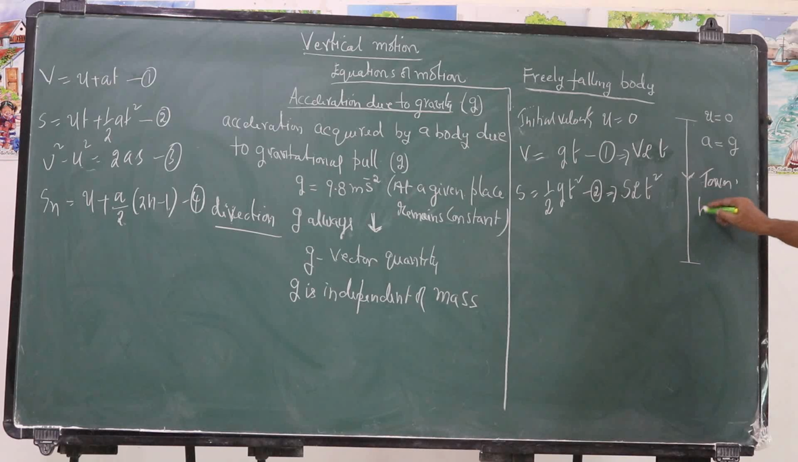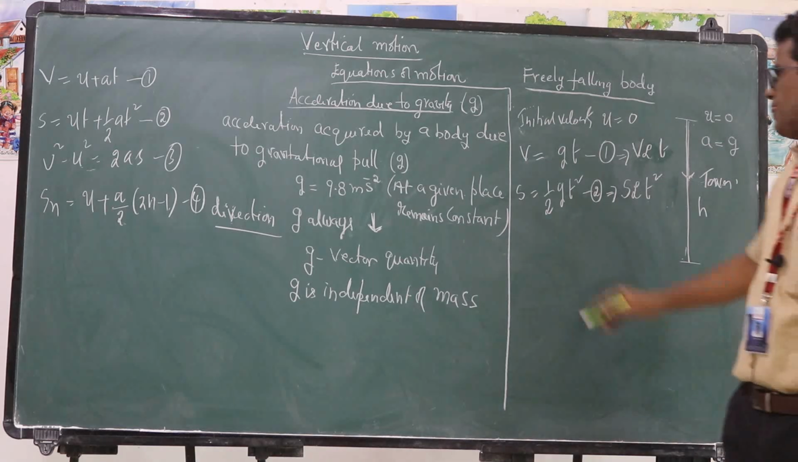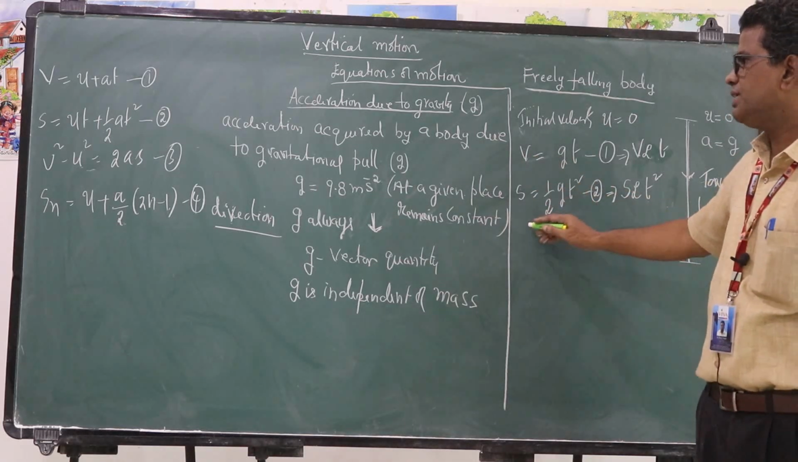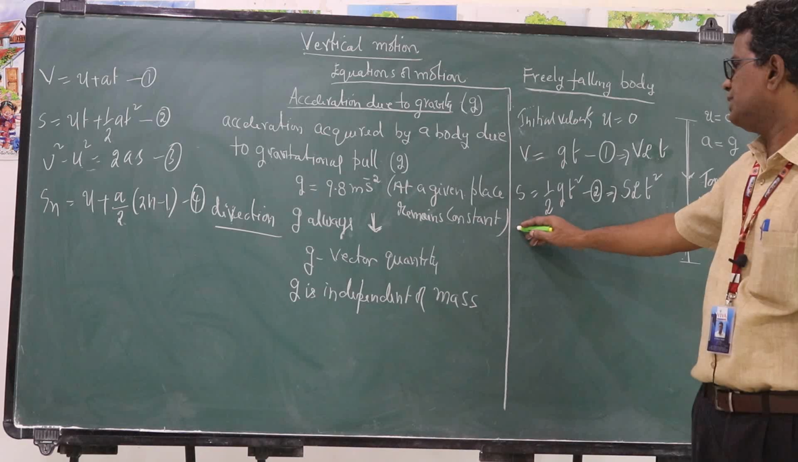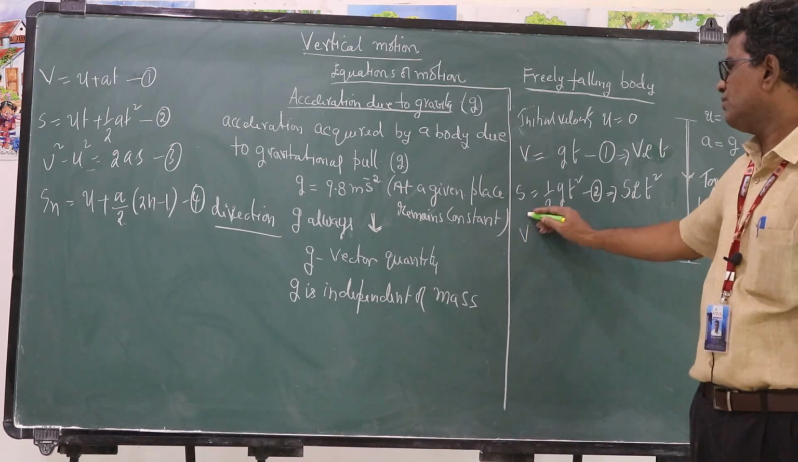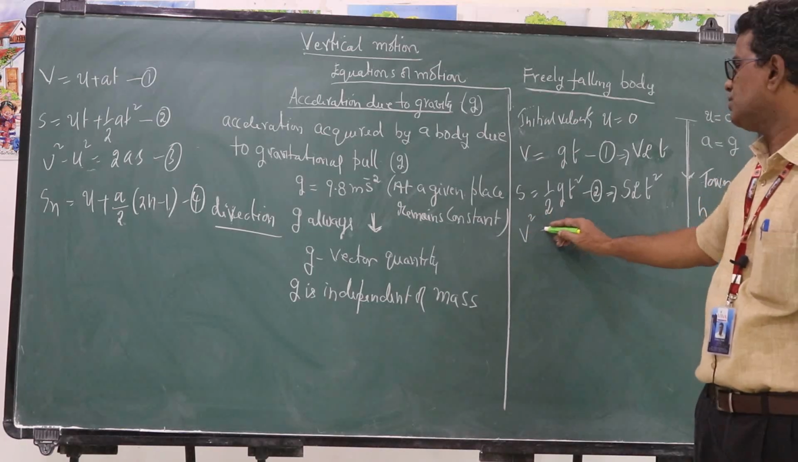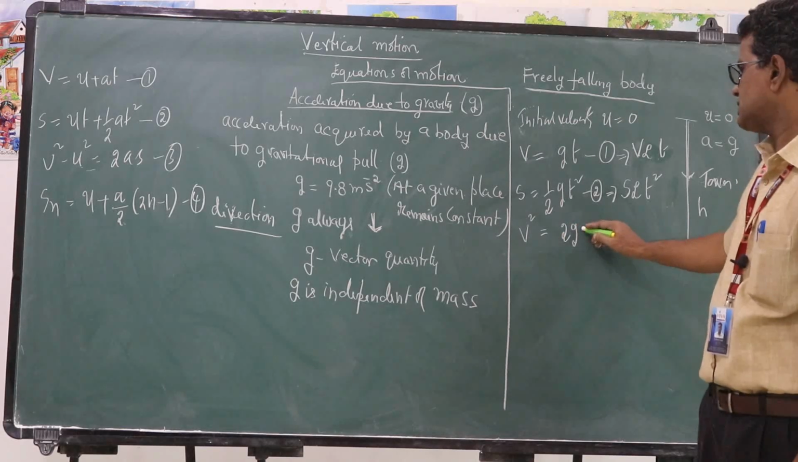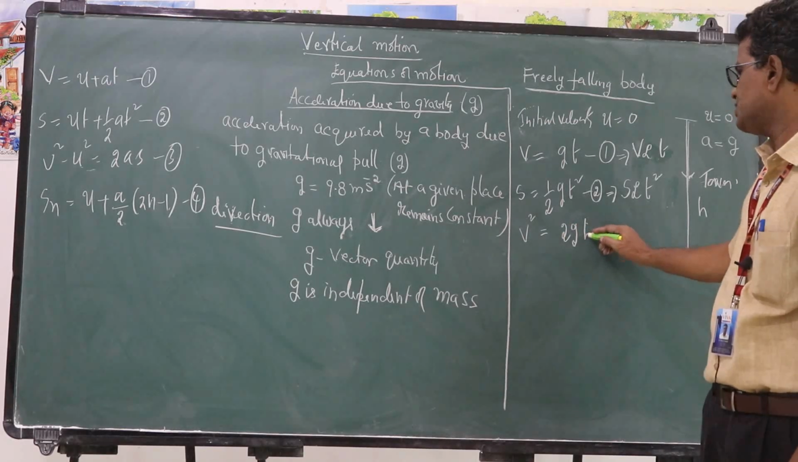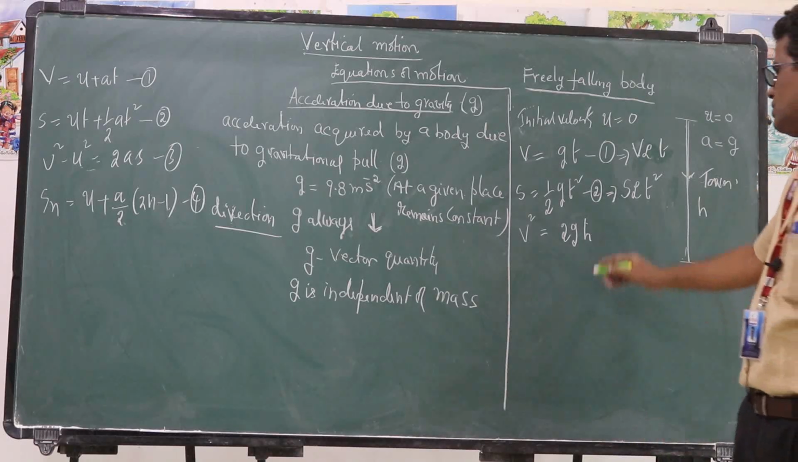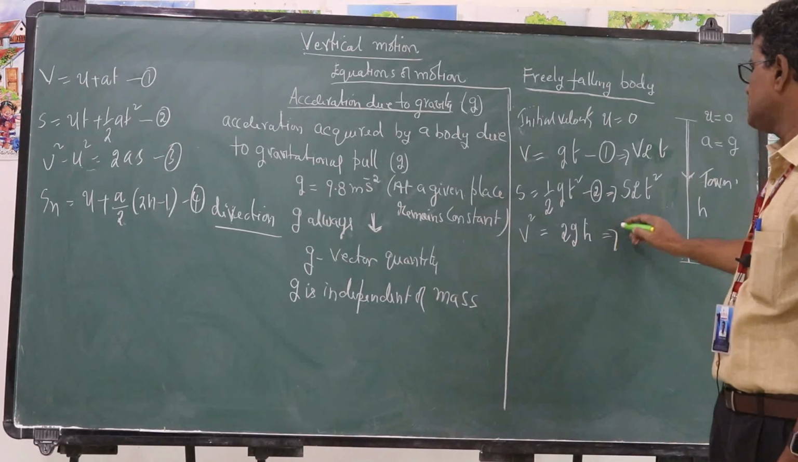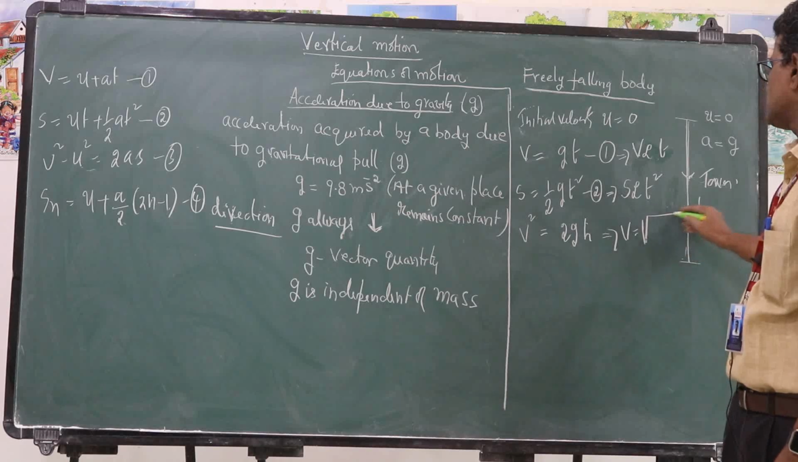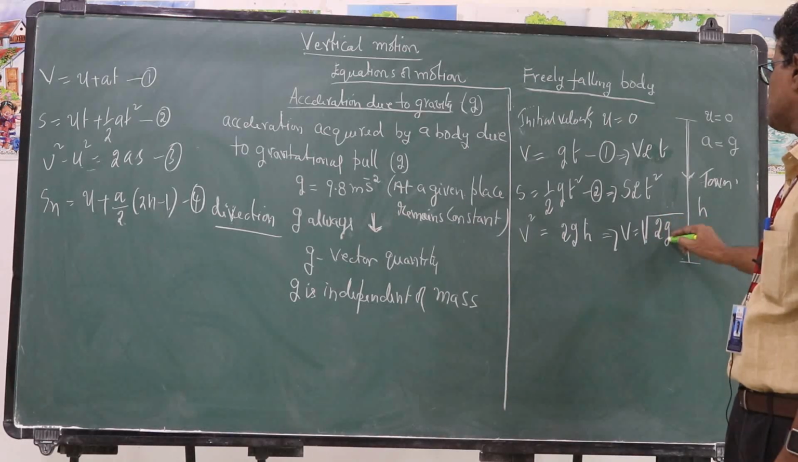This is the height of the tower, height h. So s is proportional to t square. Okay. And the third equation is v square, velocity acquired, is u square + 2as, so 2gs, where s or h is the distance traveled. So the velocity with which it hits the ground is square root of 2gh.